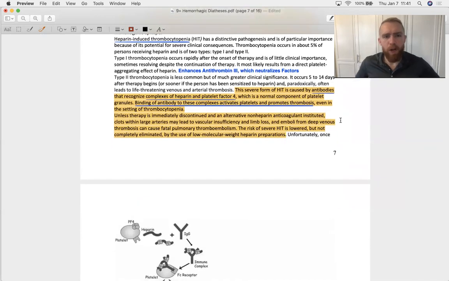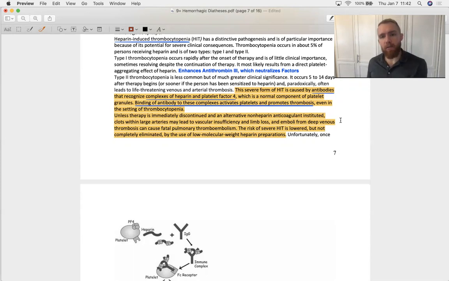And we also got heparin-induced thrombocytopenia. This is a big one to know. What does heparin do? Heparin enhances the activity of antithrombin 3. So it's a natural anticoagulant. And really, heparin is not what's doing the anticoagulation. It's this antithrombin 3 that's doing the anticoagulation. So that's the anticoagulant. Heparin just gives it a little boost.